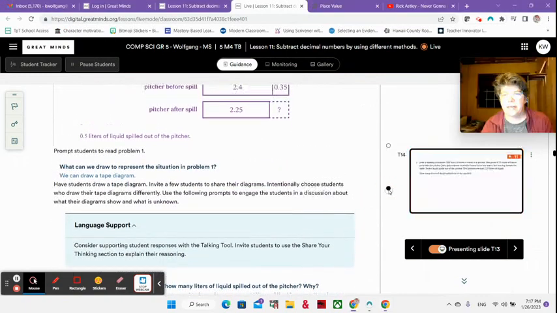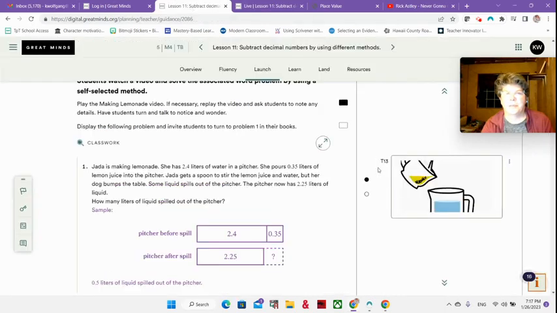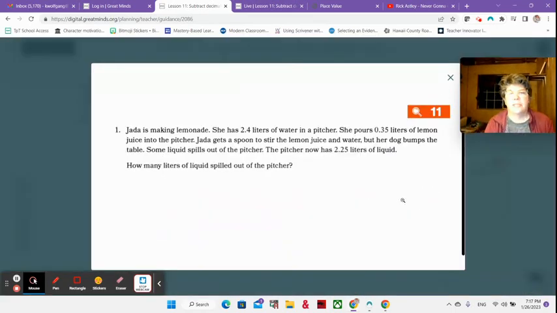And let's look at the word problem, which you have on page 103 in your book. Jada is making lemonade. She has 2 4/10 liters of water in the pitcher. She pours 3/5 liters, so that's between 3/10 and 4/10, right? One more place value out. 3/5 liters of lemon juice into the pitcher.